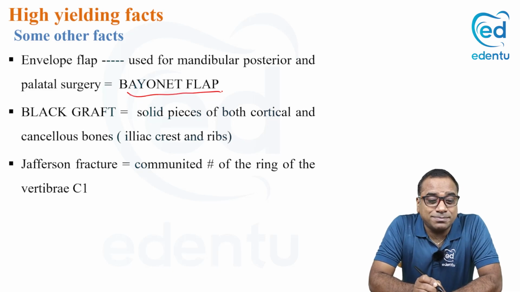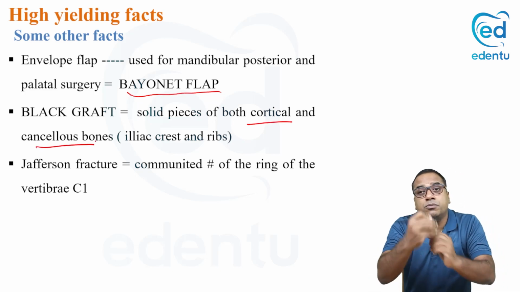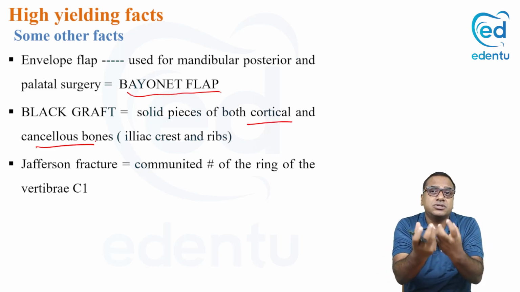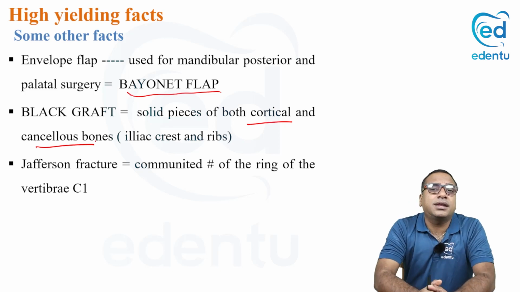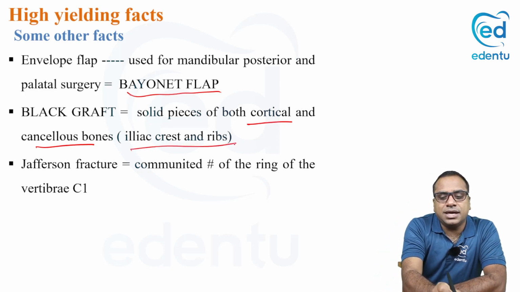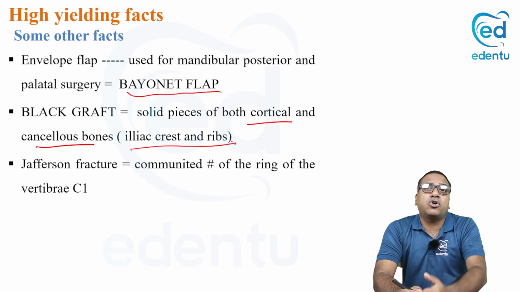There is something called a block graft, where solid pieces of both cortical and cancellous bone are kept. Cortical bone is hard bone, cancellous bone is soft bone. Both of them are there in a graft, that is called a block graft. Examples are iliac crest and grafts taken from the ribs. The seventh rib graft is called costochondral graft.